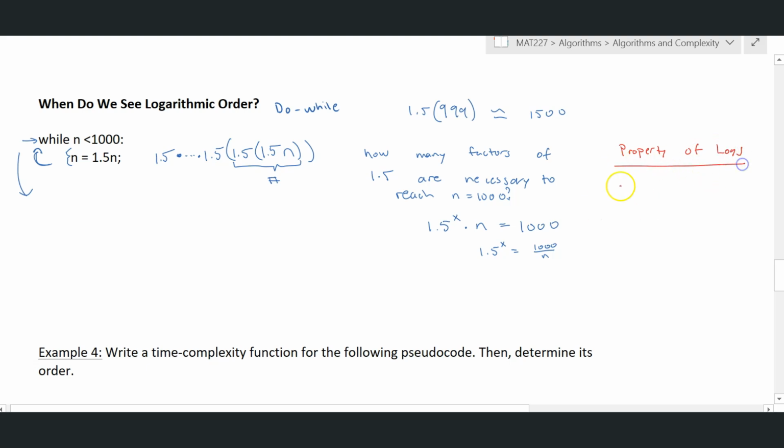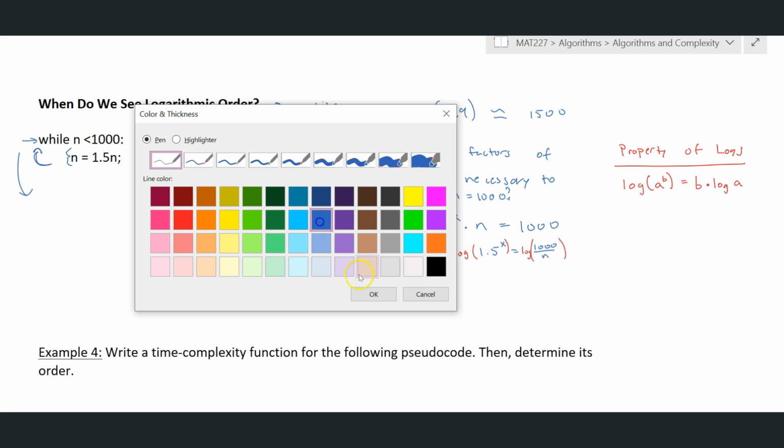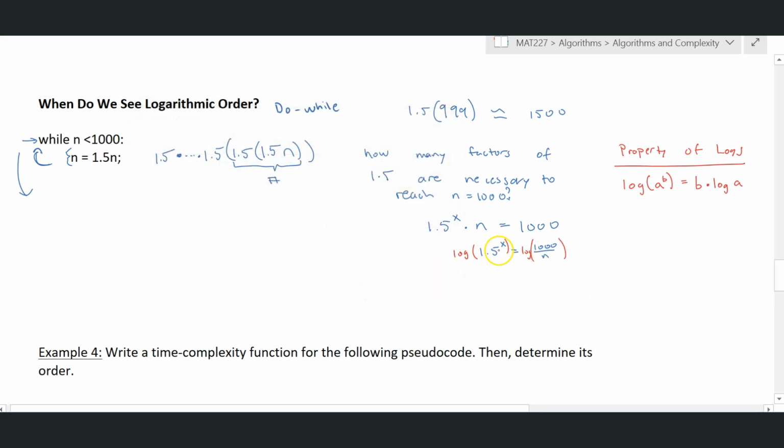And this particular property of log says that if you take the log of a to the power of b, that is the same thing as b times the log of a. Okay, so essentially all we have to do here is take the log of both sides, because that will enable us to get that x out of the exponent and down as a coefficient of the 1.5. Remember, we have to do the same thing to both sides.